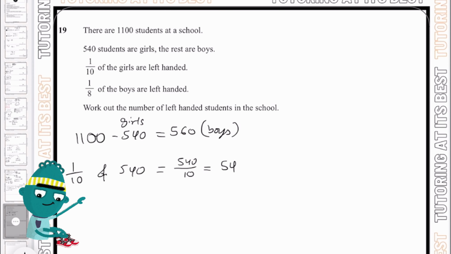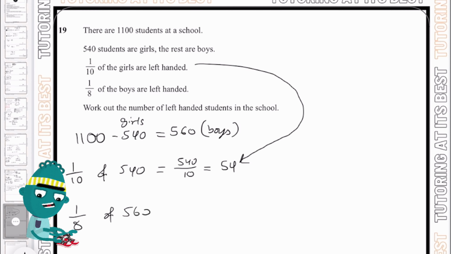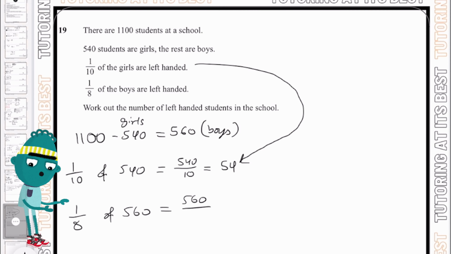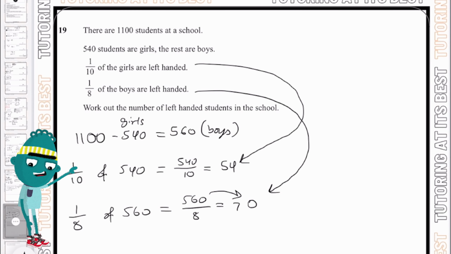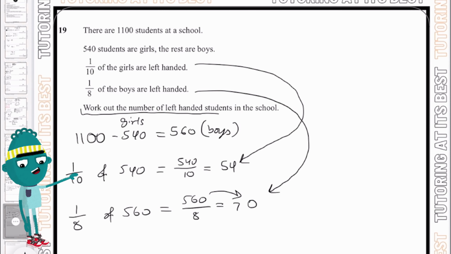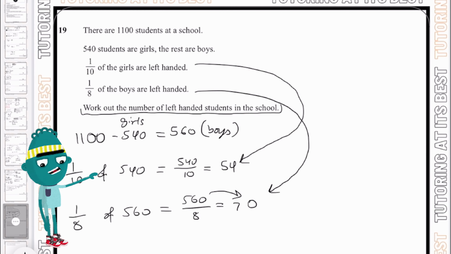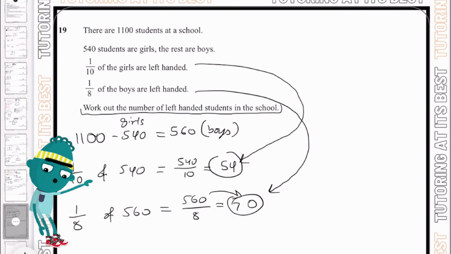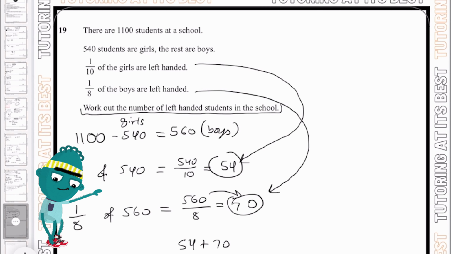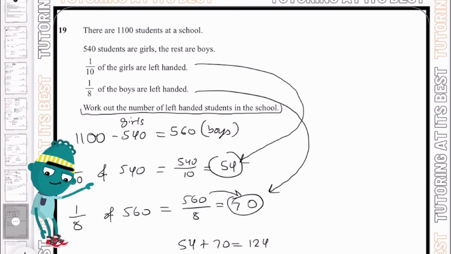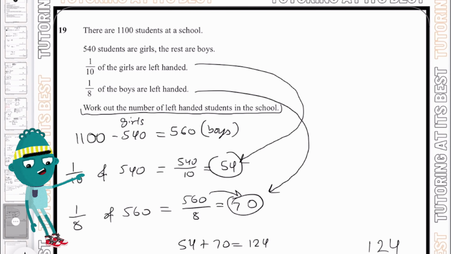And then it states that 1/8 of the boys are left-handed. So I'm going to do the same for the boys, and we know that's going to be out of 560. So 560 divided by 8. Again, as we know, we can take the 0 over, and we have 56 divided by 8, which is 7, so 70. It's then asking us to work out the number of left-handed students in the school. So we just need to go ahead and add both of our figures. So we have 54 plus 70, which gives us 124. So our answer here is 124.